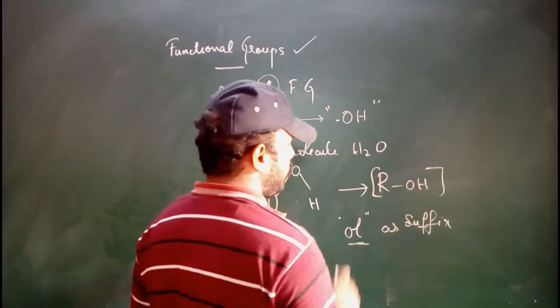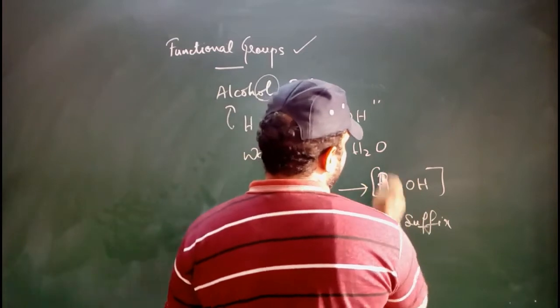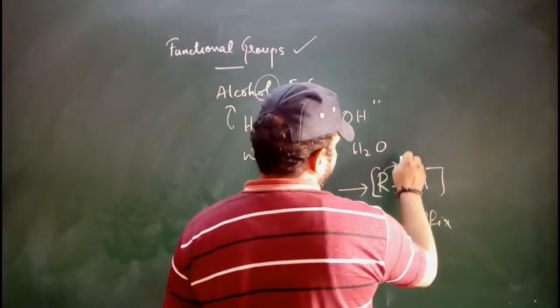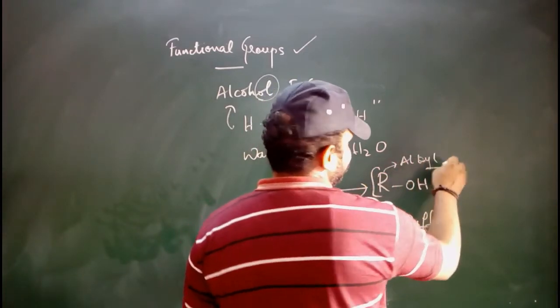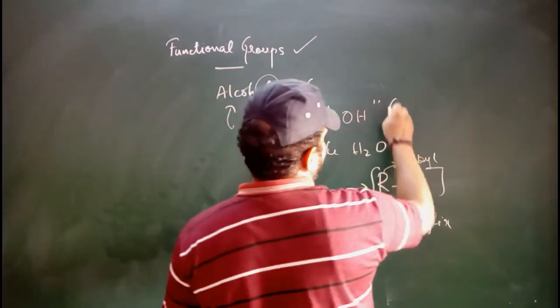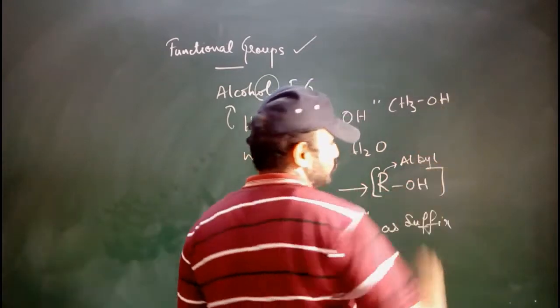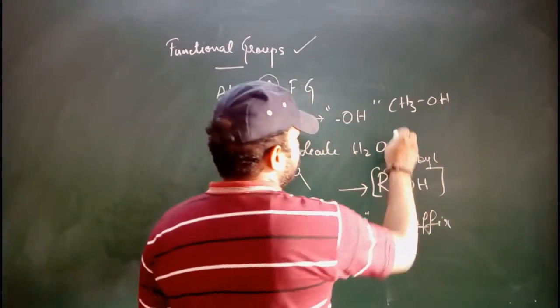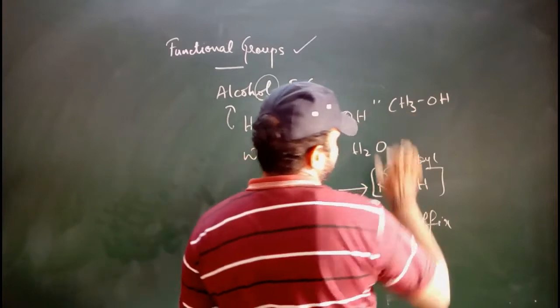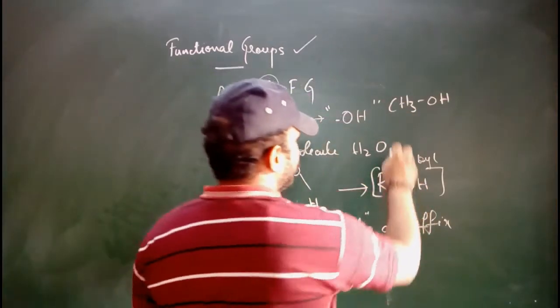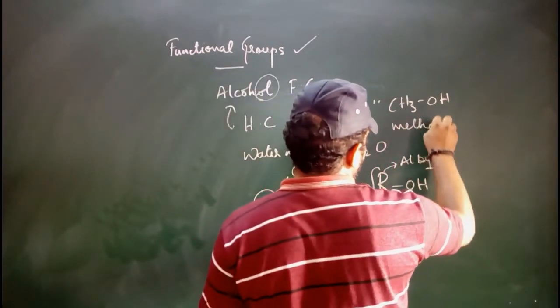So let's take an example. Here R will be an alkyl group. Alkyl means hydrocarbon group. For example, CH3OH. If it is one carbon, it is called methane. So what will I write here? Methanol.